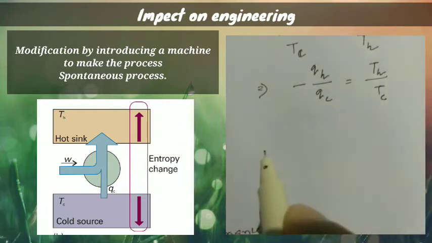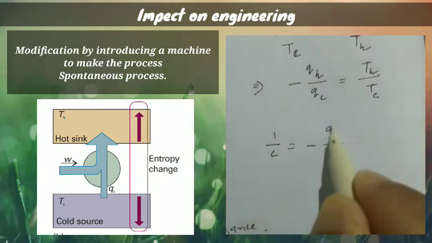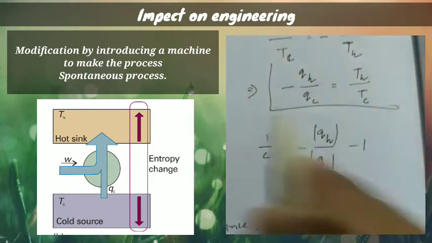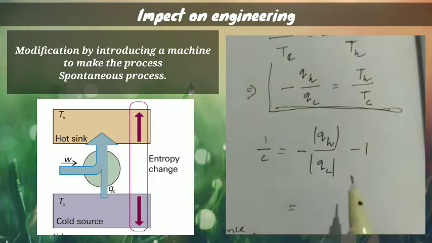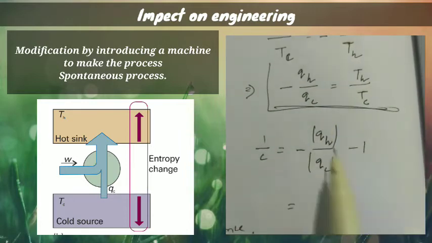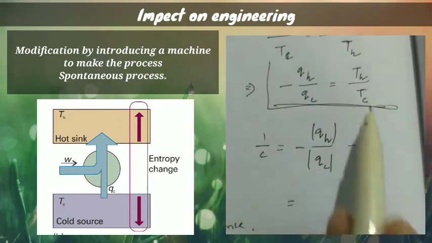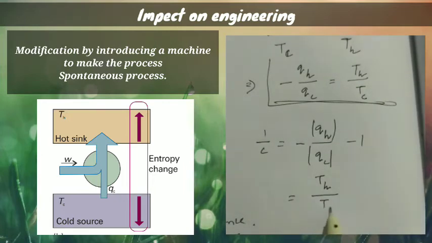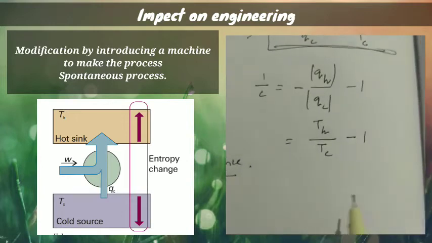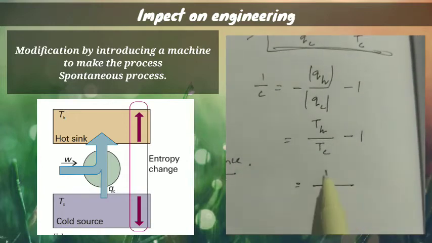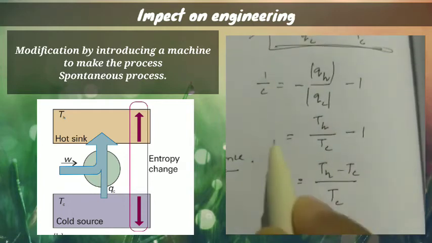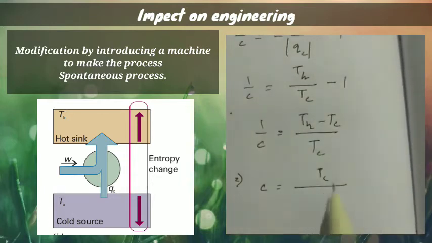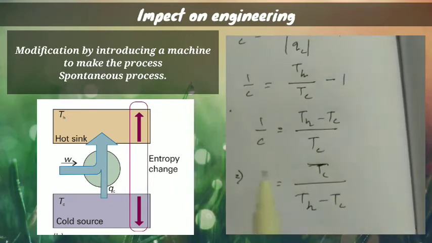The relation is 1 by C is equal to minus QH by QC minus 1. Here, in place of QH by QC, we can put this value TH by TC. So if you put this value, TH by TC minus 1. Understand? Clear? So here it will be TH minus TC over TC for 1 by C. So it will become C is equal to TC by TH minus TC. So this is your final equation.